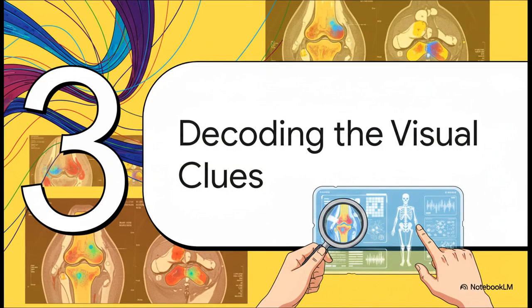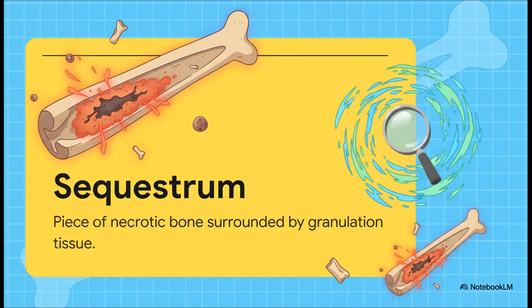Okay, so we've got our super tool, the MRI. But now we have to learn how to speak its language. You see, an MRI doesn't just flash a big sign that says infection here. It tells a story with pictures, and you've got to know the lingo to understand it. First word in our new vocabulary, sequestrum. This is a classic sign of a chronic, long-term infection. Basically, it's a chunk of dead bone that the infection has killed off.